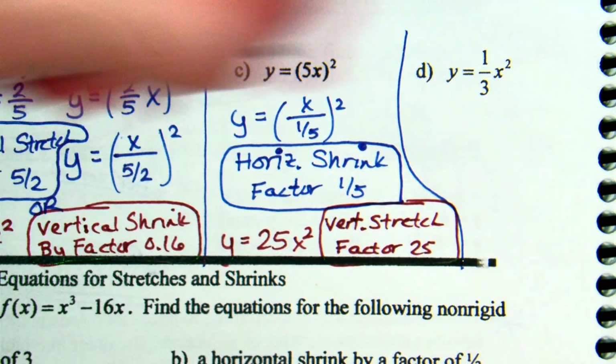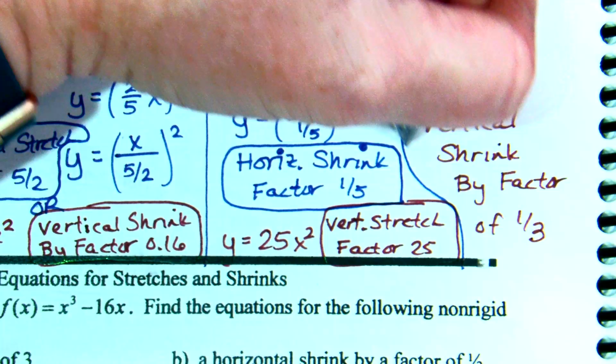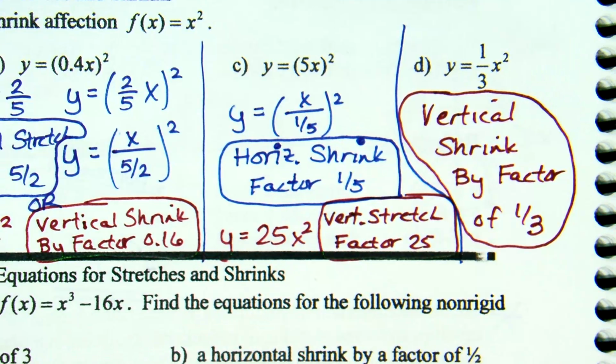So multiplying by a number is vertical, stretch or shrink. Because it's 1/3, we're going to say shrink. So I agree. Let's call this a vertical shrink, and this is by a factor of 1/3. It's just the ones where it was parentheses, like a quantity squared, that I was going to talk horizontal there.